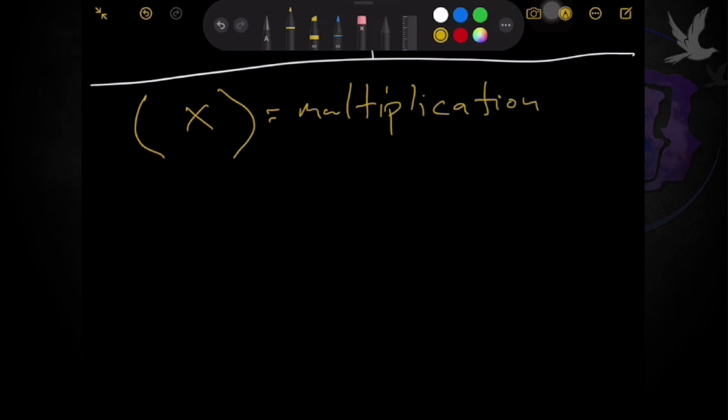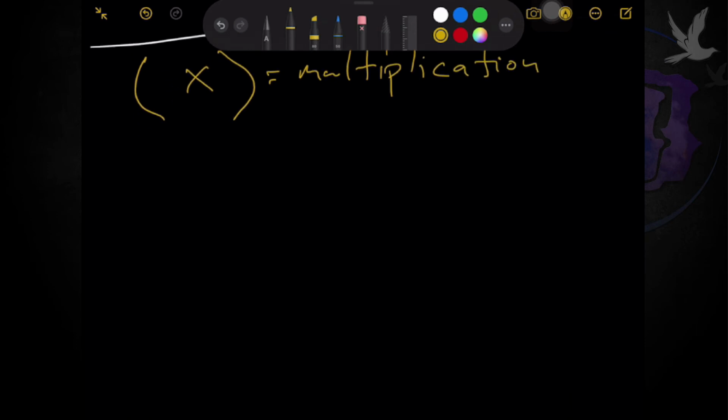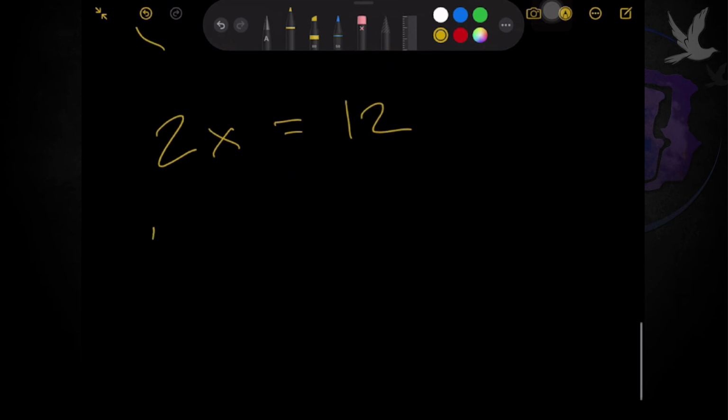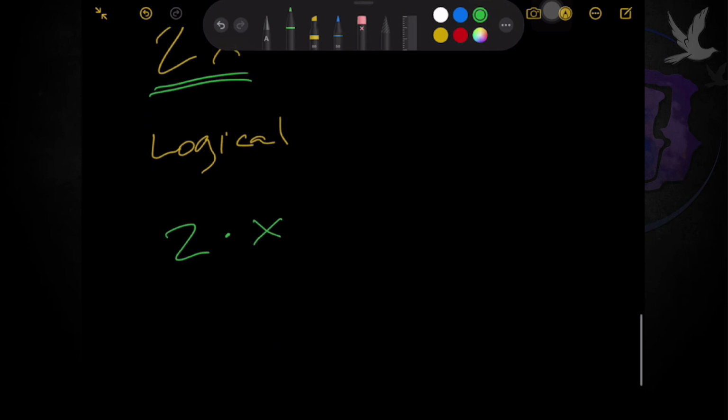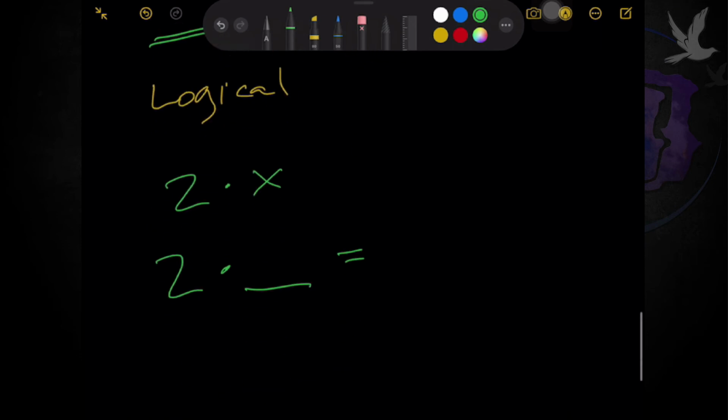Kanina, addition or subtraction yun. Okay. So, kunwari, you have 2x equals, let's say, 12. So, the logical way of this, okay, logical, ibig sabihin yung kahit walang equation. 2x equals 12. You should know, of course, that 2x refers to 2 times x. 2 multiplied to a number. 2 multiplied to a certain number, that will give you 12.